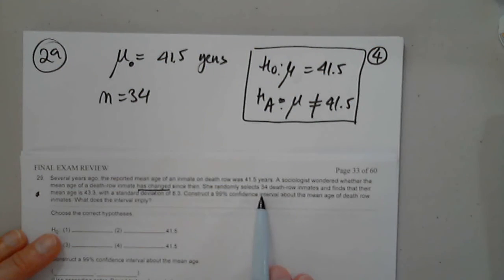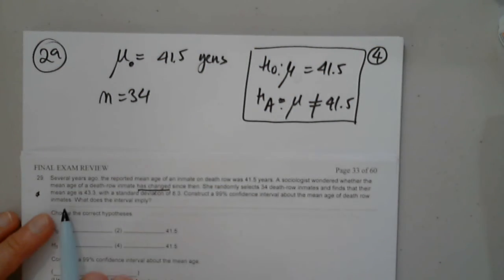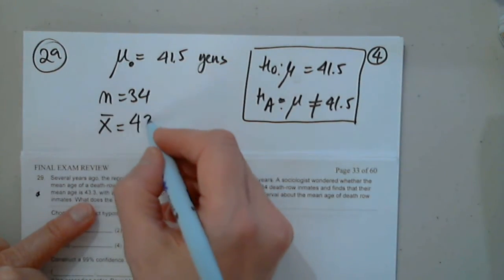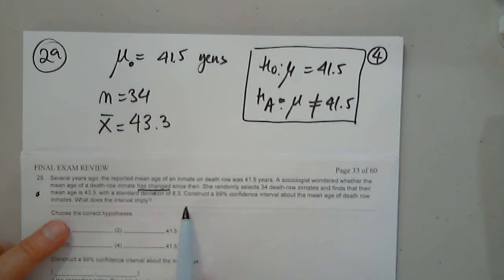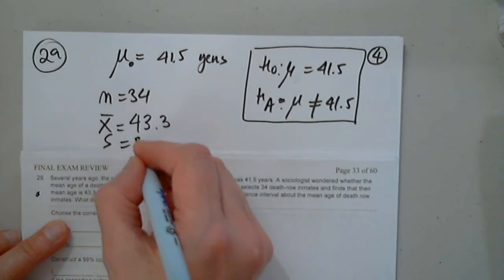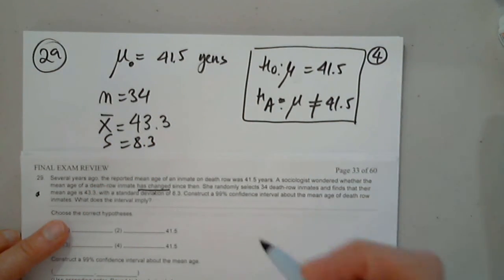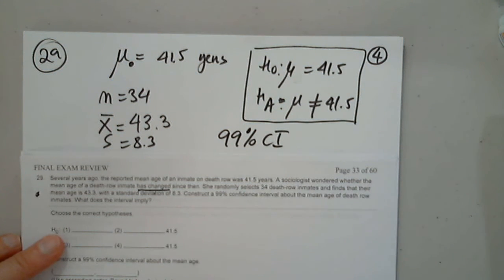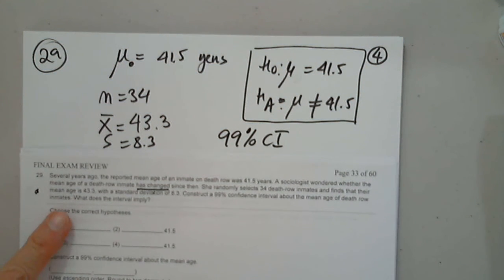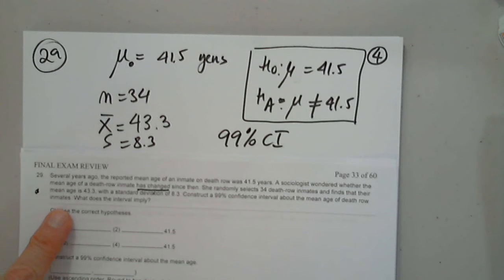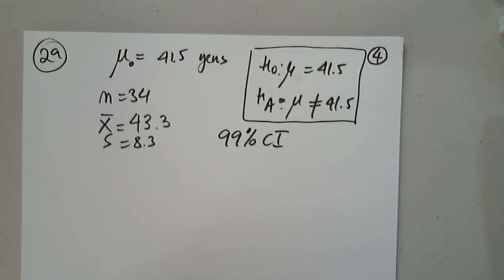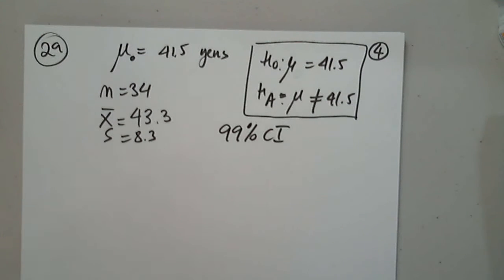Okay, she randomly selects 34. Right away, I know that n equals 34, and finds that their mean age for these 34 is 43.3, with a standard deviation of 8.3. Construct a 99% confidence interval about the mean age of the death row inmates. What does the interval imply? So that's one of the questions. Good, so we have all the information.